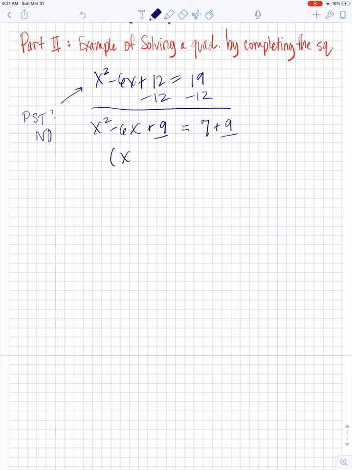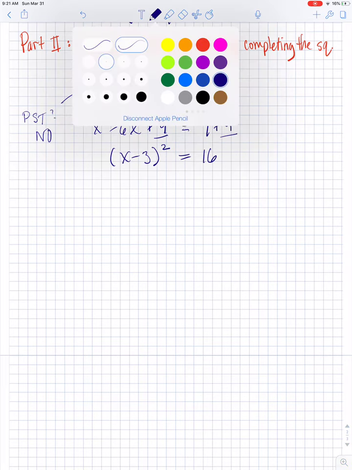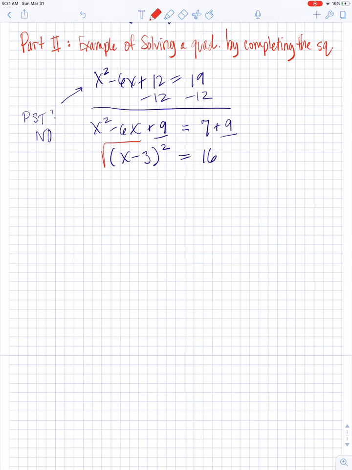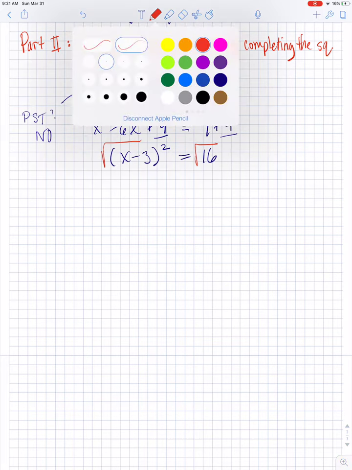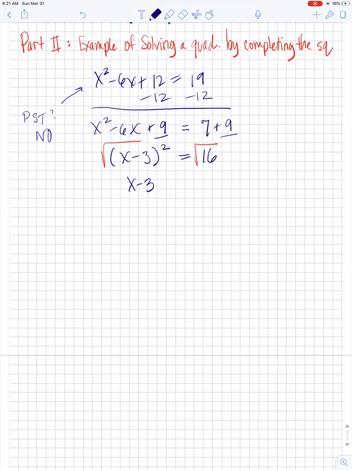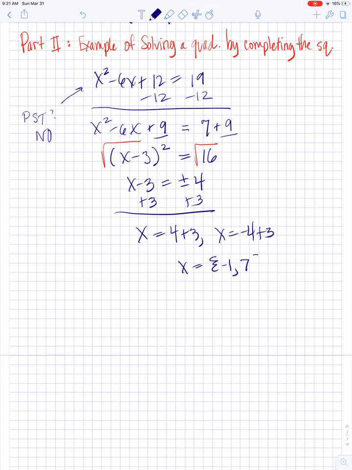The left side now factors nice and neat to the square of a binomial that looks like this. (x - 3) squared equals, and then we just have 16. Fantastic. So now what we can do is use the square root property of equality, which we've become good at doing, and we have x minus 3 equals plus or minus 4. I'm going to add 3 to both sides of the equation. I'll end up with x equals 4 plus 3, and x equals -4 plus 3. So x equals, you've got it, -1 and 7.